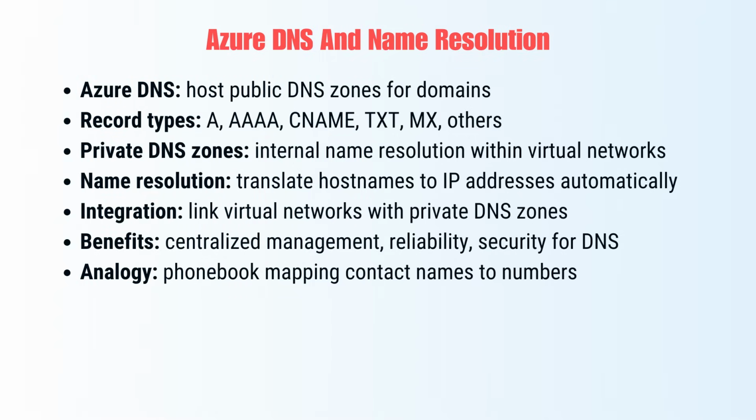A useful analogy is a phone book. DNS maps human-friendly names to phone numbers, your IP addresses, making it easier for people and systems to connect to the right place. Next, we'll move from naming to secure connectivity between on-premises and Azure, starting with VPN gateway and hybrid connectivity options.